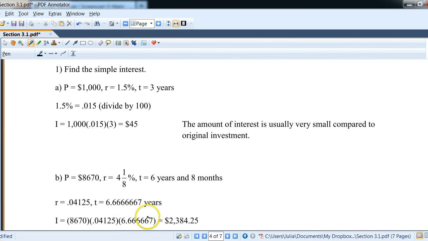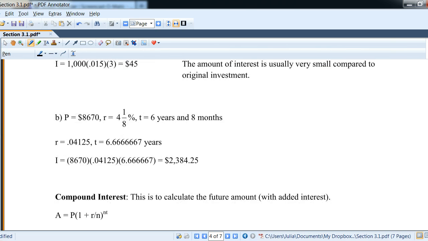I took this repeating decimal. I did not round it. I added 6 to it. Then I multiplied it by 0.04125 and 8670. And this is what I have, $2,384.25. This is pretty good. This is a good interest here.